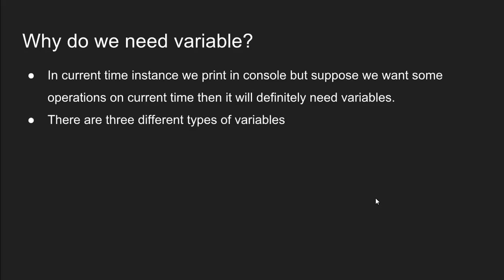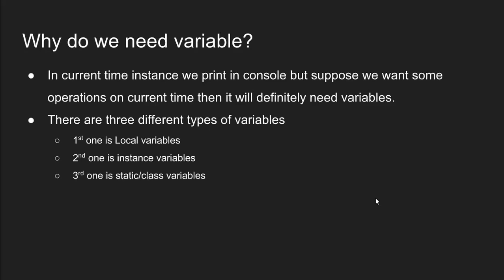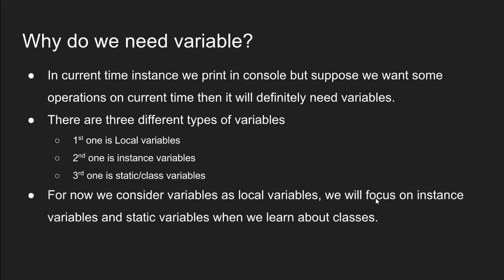There are three different types of variables. First one is local variable, second one is instance variable, third one is static or class variable. For now we consider variables as local variables. We will focus on instance variables and static variables when we learn about classes.